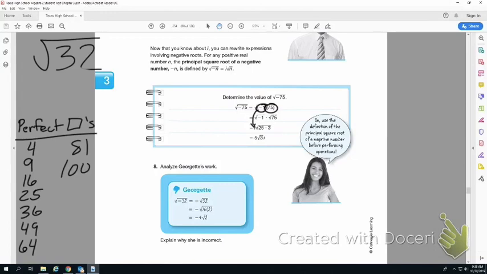Okay, so if I'm at 32, the first perfect square under 32 is 25. Can I divide 32 by 25 and it come out evenly? No. Can I divide 32 by 16? Yes. So I'm going to take the square root of 32, and I'm going to break that up into 16 times 2. It's the same thing. Right? It's just written differently.